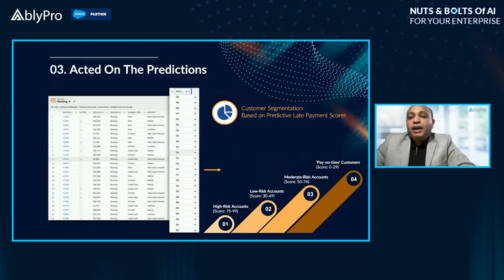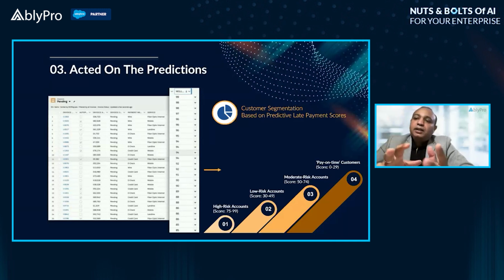And what AI has predicted is it has given you a probability, if you see, right? It is giving you a probability for each customer on who is going to pay late. And this value is from 0 to 99. So 99 means that there are 99% chances that the customer is going to pay late, right?